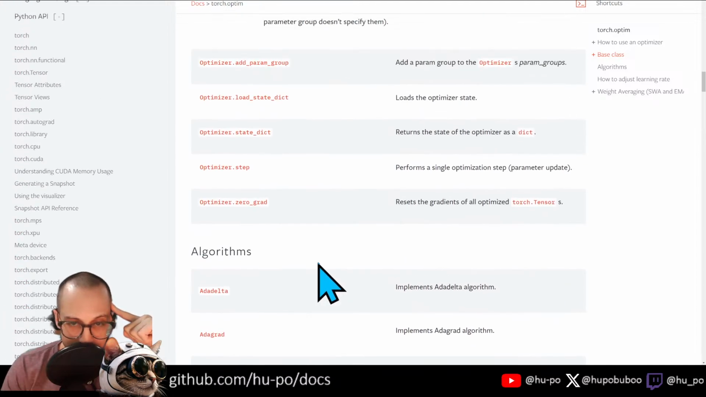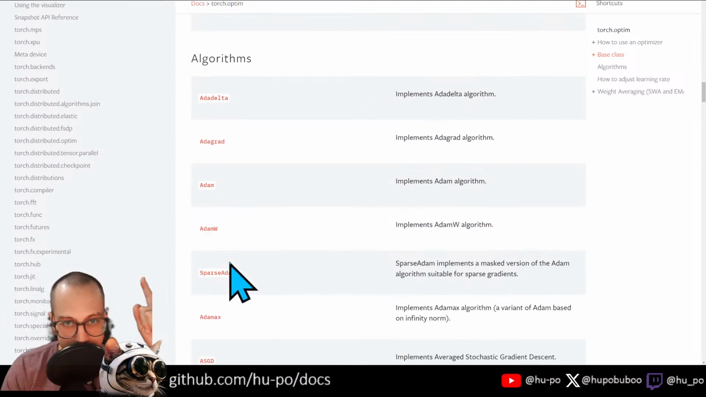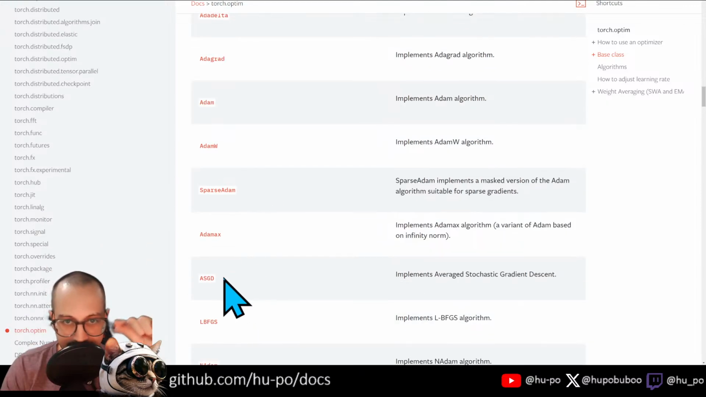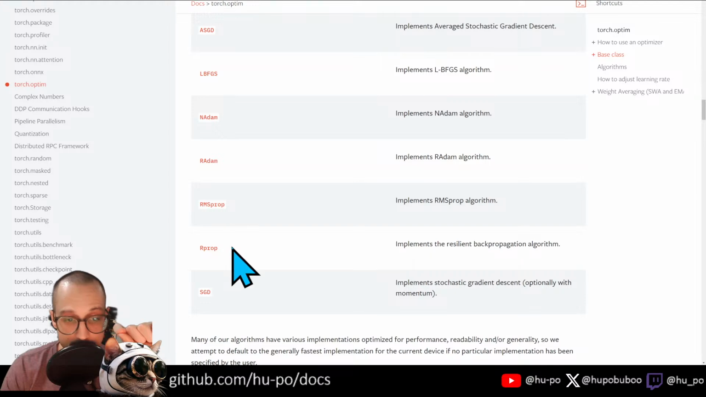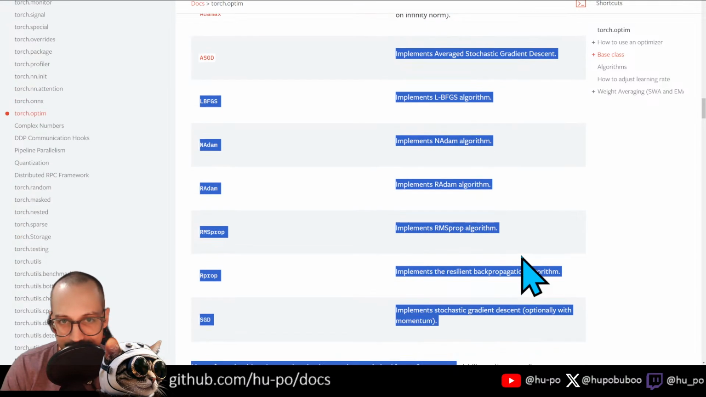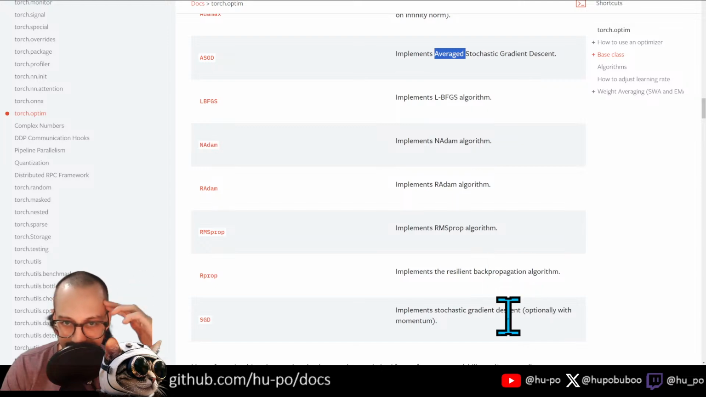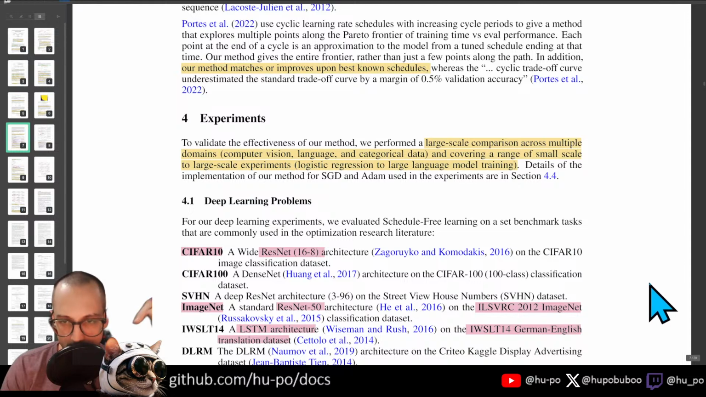Look at this. If you go to the PyTorch documentation, you've got Adadelta, Adagrad, Adam, AdamW, SparseAdam, Adamax, ASGD, LBFGS, RAdam, RMSprop, Rprop, like there's a billion of these, right? And they're all basically doing the same thing. It's some kind of averaging, momentum, interpolation of previous things. So it seems like all they did was just add one more, but they're going to do some experiments, right?